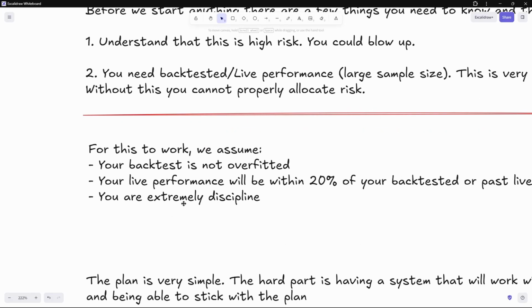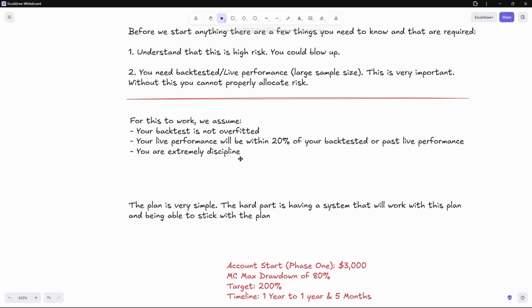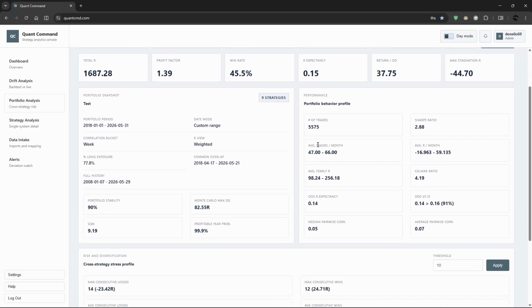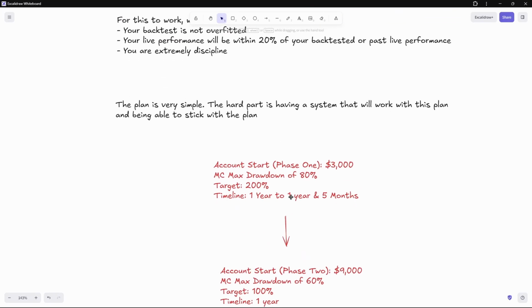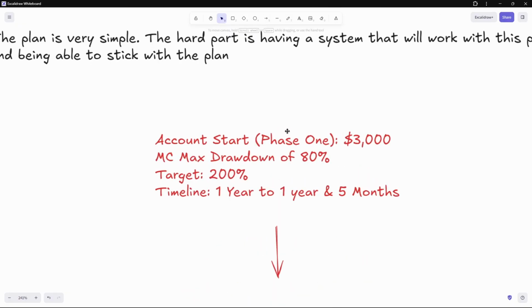So yes, you just have to remain extremely disciplined. As most traders know, you have to have a high level of discipline to do this. And the plan is very simple. The hard part is having a system that will work with this plan and then being able to stick with this plan. I already have a system that I believe can work with this plan. The next part now is just to remain disciplined, and this is the part that I will be discussing in this video. So first of all, as mentioned, we're going to start with a $3,000 deposit, right?